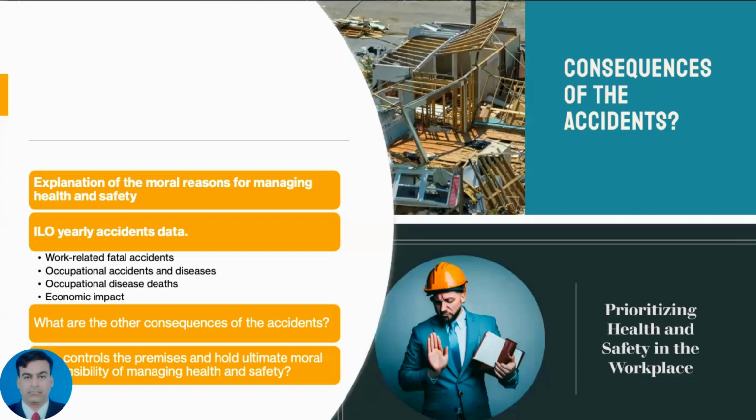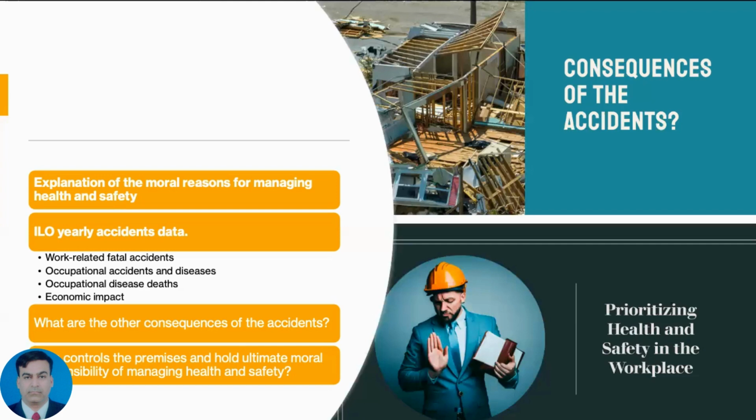So here comes the question: what are the other consequences apart from the data you have seen? I have explained what consequences are faced by the organization when accidents happen. The data highlights the fact that the statistics provided regarding occupational accidents and diseases represent more than just numbers. Behind these statistics are real individuals who experience pain, suffering, and sometimes even tragic outcomes due to inadequate health and safety management in the workplace.